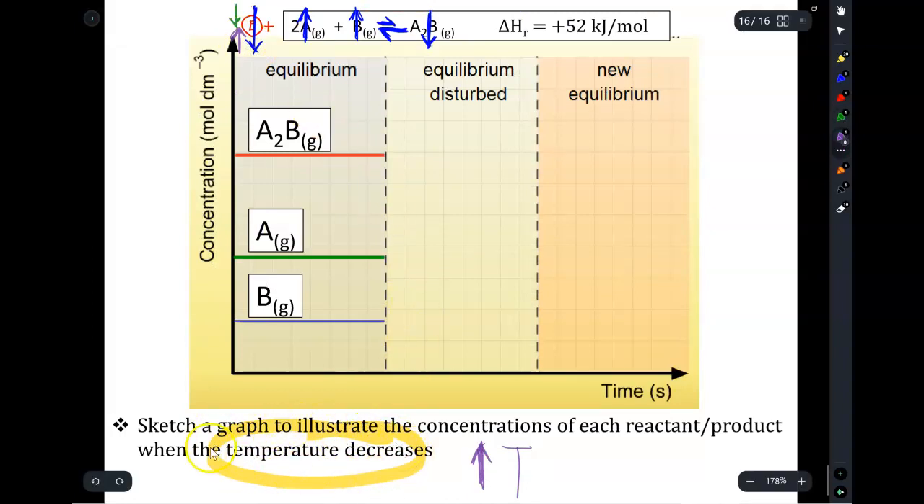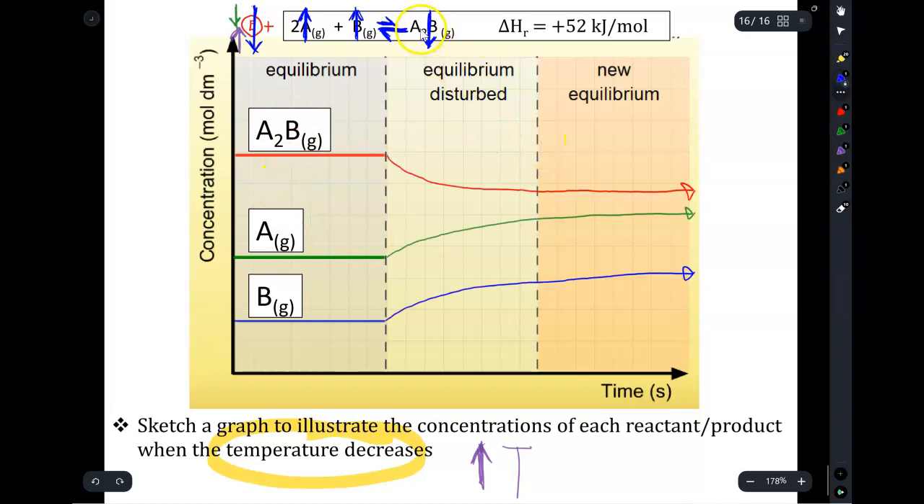By decreasing the temperature, we have shifted the equilibrium to the left, resulting in chemical potential energy being released as thermal energy. So we've increased the temperature, and yeah, Le Chatelier's principle checks out in this case. So let's take this information and sketch it on our graph below. We have A2B decreasing, while A and B are both increasing.